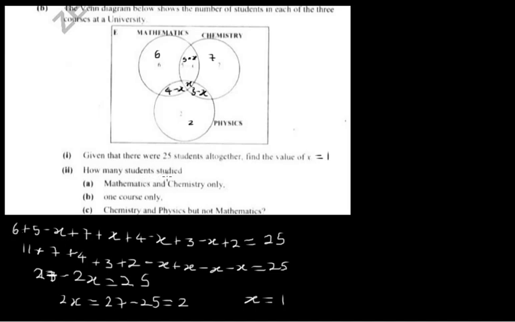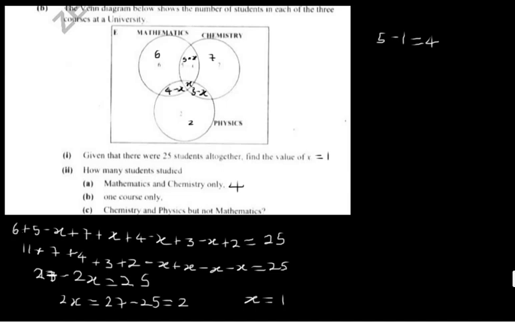Then how many students studied mathematics and chemistry only? How many students studied math and chem? So those that studied math and chem are there. So I would say to find those that studied math, we would have to replace this x with 1, and we would have 5 minus 1. So we have 5 minus 1, and this is equal to 4. So 4 students studied mathematics and chemistry only.